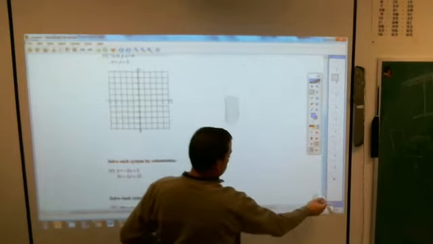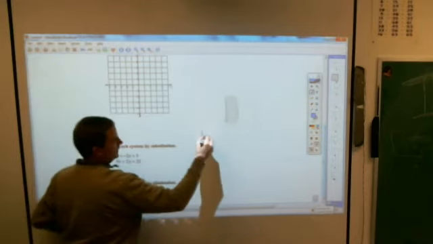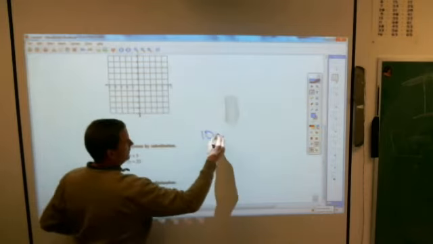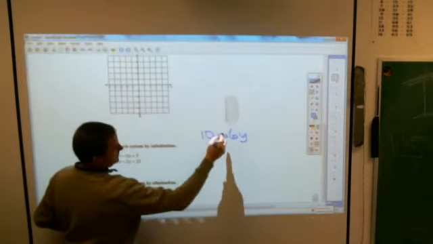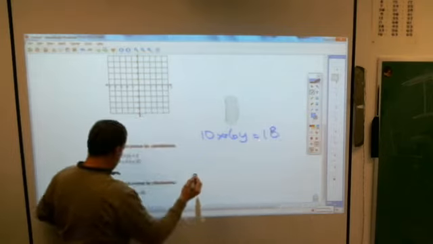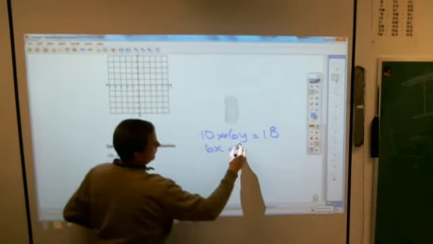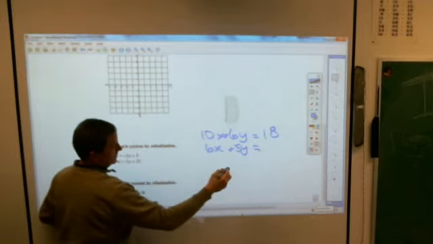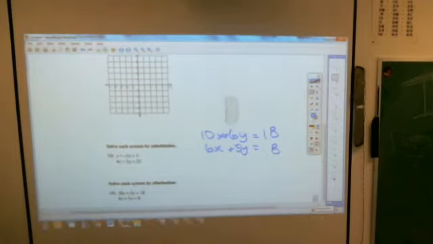Substitution, elimination, which one is that? Elimination? I'm going to rewrite it right here to make it big and exciting for all involved. 10x plus 6y equals 18, and then 6x plus 5y equals 8. All right, Aubrey, we got to get them to eliminate, so you got to get them to be opposite numbers of each other.